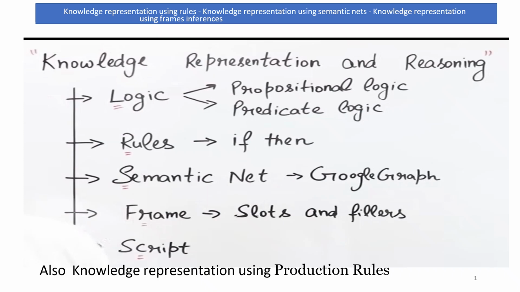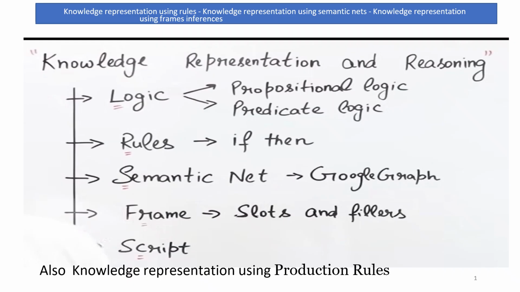Welcome all. Today we are just going to see the topic on knowledge representation using rules, using semantic nets, and using frame inferences. So first of all, we have been presented with the diagrammatic representation of knowledge representation and reasoning. It has been classified into logic. There are two different types of logic: propositional logic and predicate logic, followed by rules, followed by the semantic net, and followed by the frames.